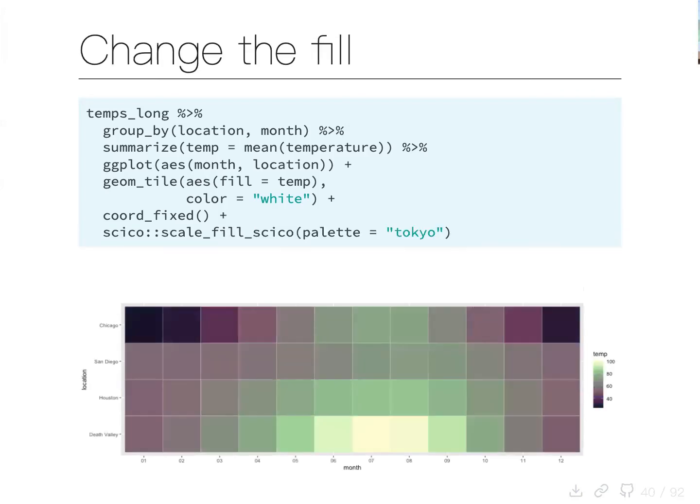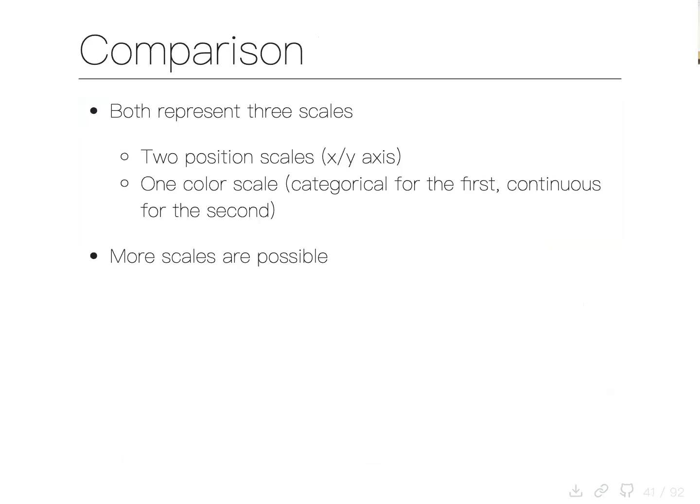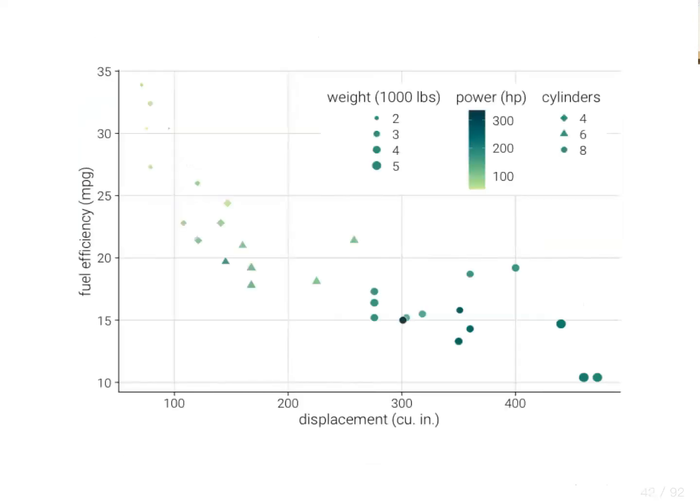Okay, and then we could also change the palette on this one too if we wanted to. So in this case, I'm using this scico or whatever library, and then scale fill scico with the Tokyo palette in this case. Okay. Again, there's all sorts of different color palettes out there. Okay, so both represent 3 scales, 2 position scales, X and Y axis, and then 1 color scale, but in different ways, right? More scales are, of course, possible.